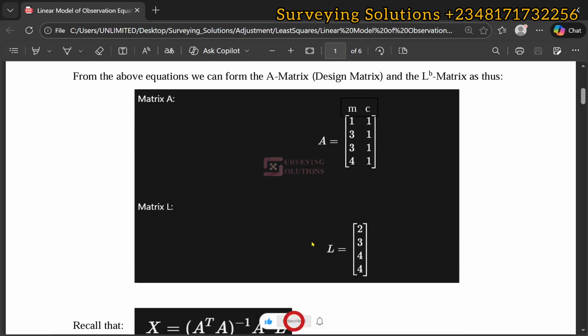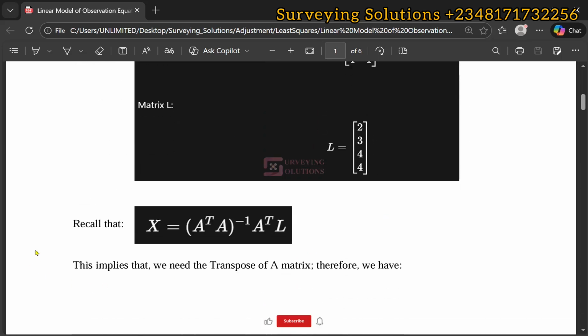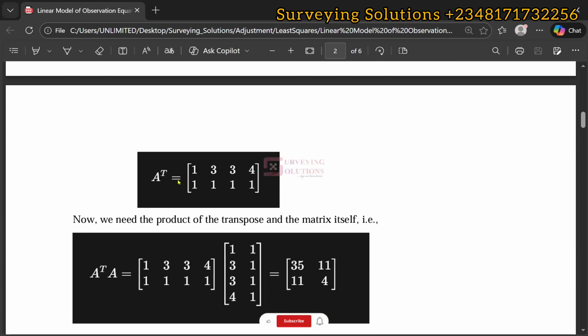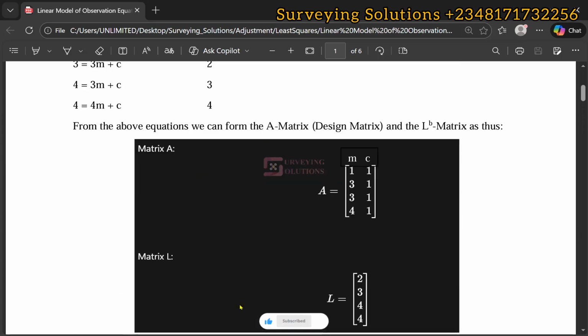So that's the LB. Now we should recall the formula that the parameter we are trying to estimate is equal to A transpose A inverse multiplied by A transpose LB. This implies that we need the transpose of the A matrix. The first thing we are going to do is transpose our A matrix, which means converting rows to columns. Currently we have 4 rows and 2 columns, a 4 by 2 matrix.